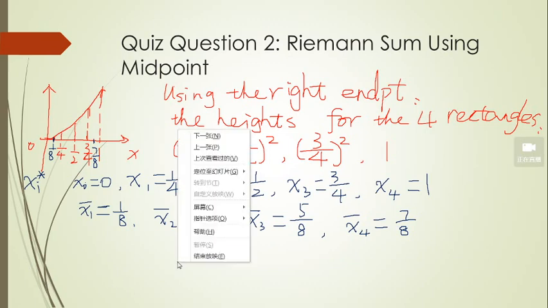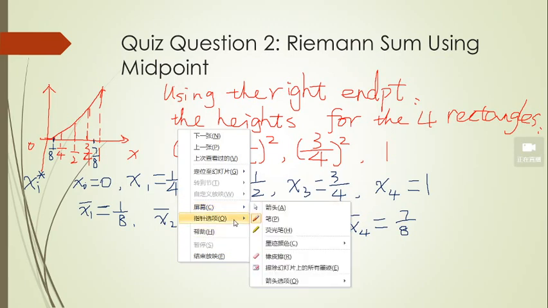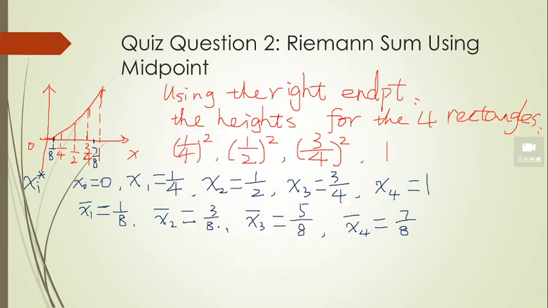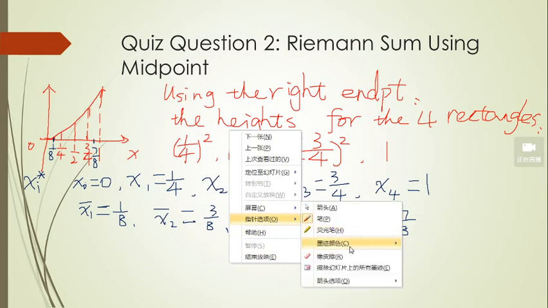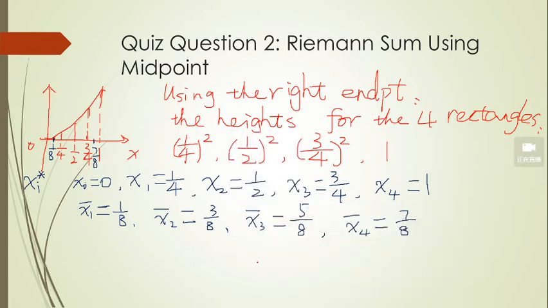Using the midpoint, we can call it M4. R4 means we choose the right endpoint. Now, to estimate this area, we can choose the middle point to get the 4 rectangles. Again, the widths are the same. The width for each rectangle is still 1/4, but the height changes. We will take the height when we evaluate f at the middle point.